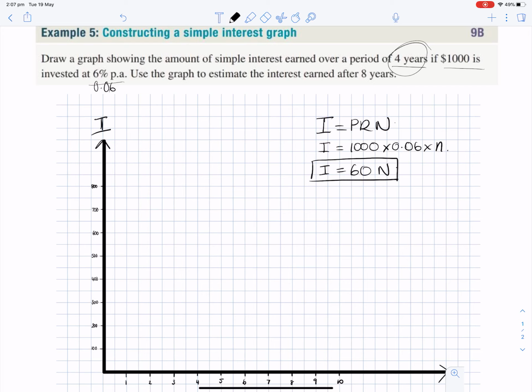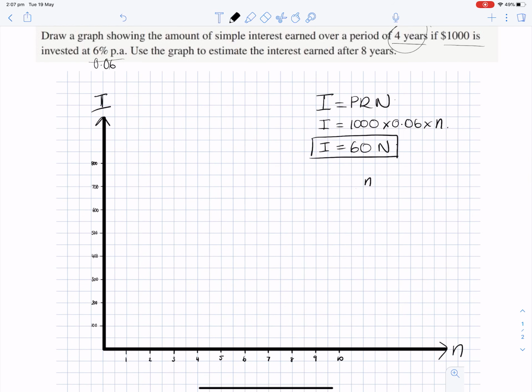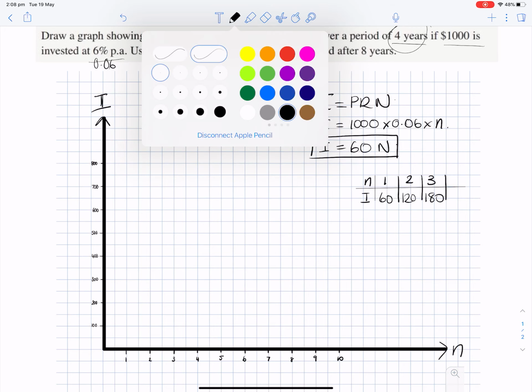So if I do a table of values, N is along the top, which is your x-axis, and then we've got I here. And we want to put a few values in. Okay, remember, we only need 3. So let's go 1, 2, 3, so we actually get some numbers. So at 1 year, I will get 60, so 1 times 60, 2 times 60 is 120, and 3 60s is 180.